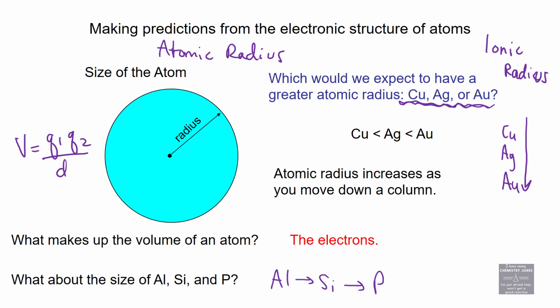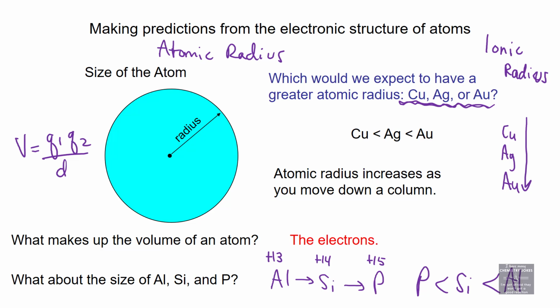This guy has 13 protons. This guy has 14 protons. This guy has 15 protons. There's a bigger nuclear charge pulling on that electron cloud in phosphorus than there is in silicon or aluminum. So that shrinks your electron cloud a bit. When you have a bigger charge pulling, it makes your radius smaller. So aluminum is going to be bigger than silicon, which is going to be bigger than phosphorus.